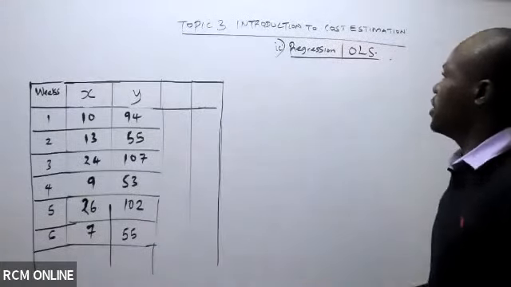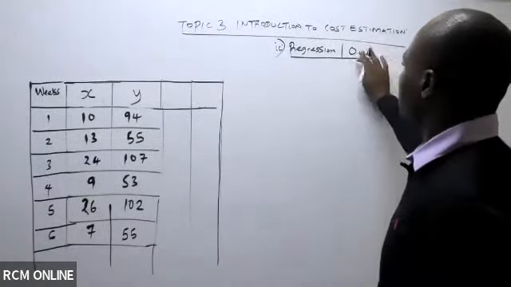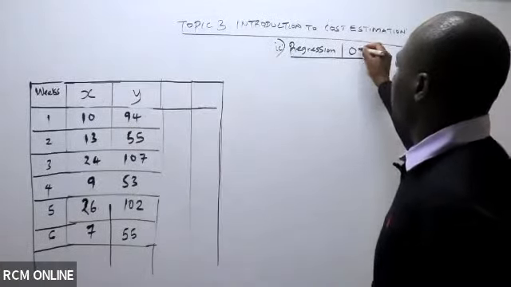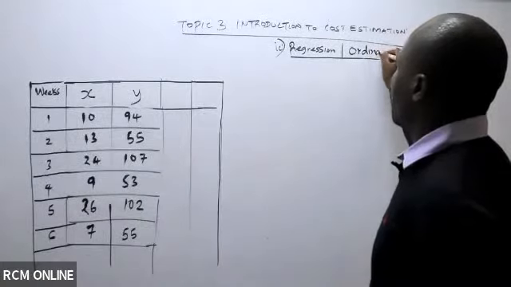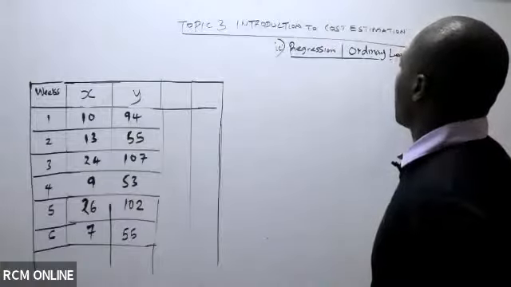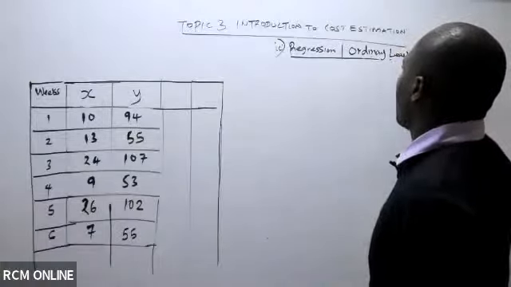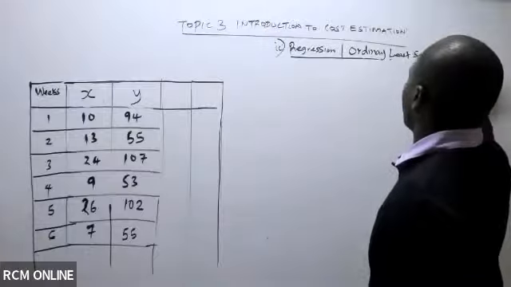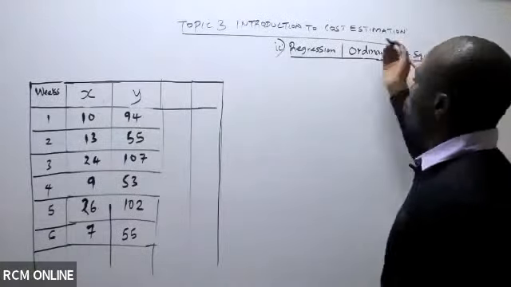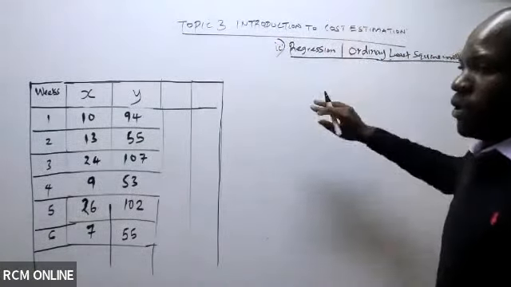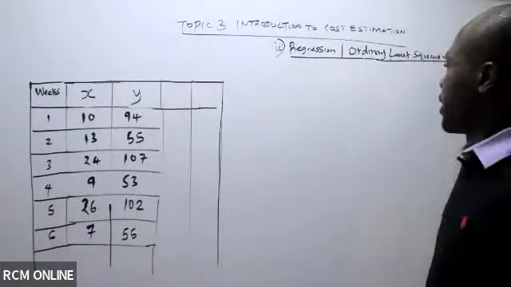So OLS means ordinary least square method. In some books, they call it simple regression, ordinary least square method.